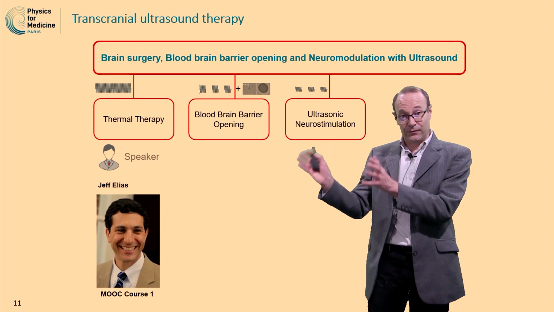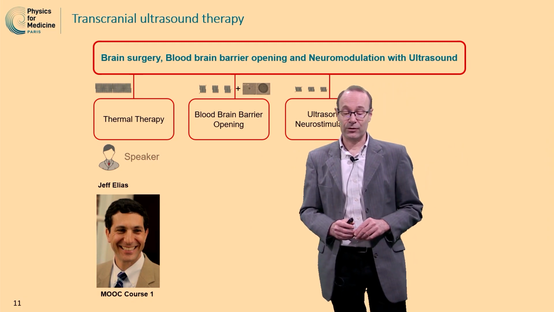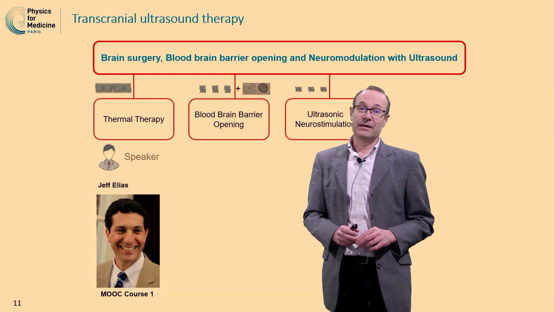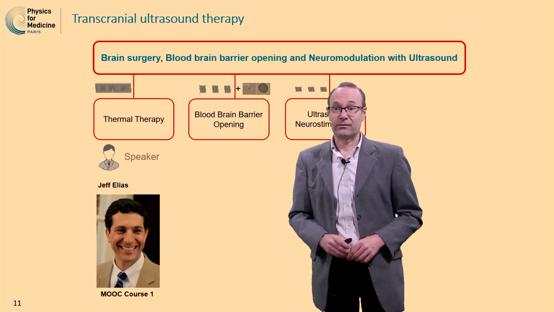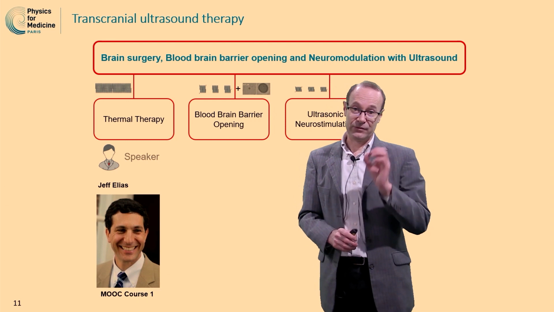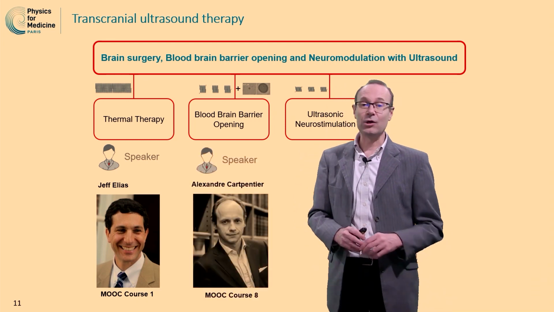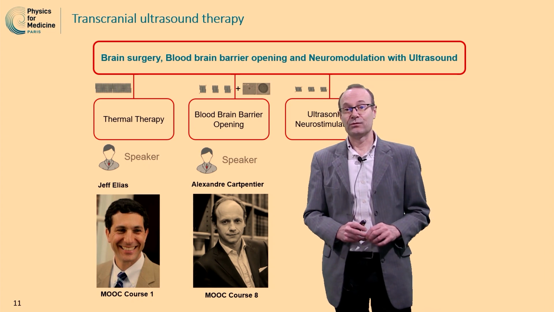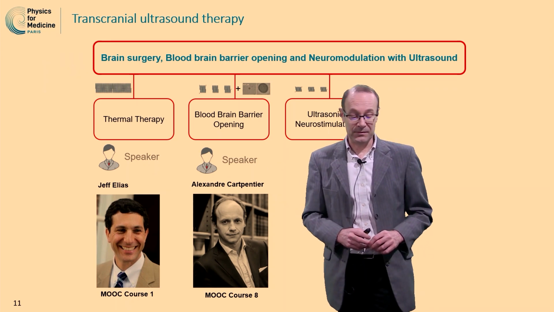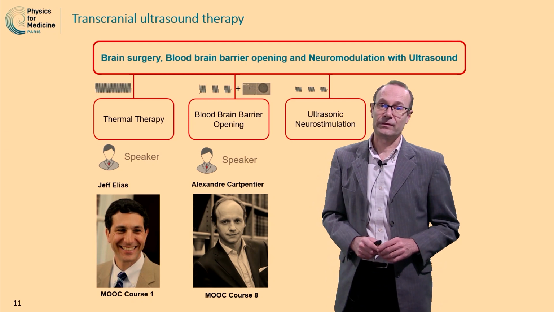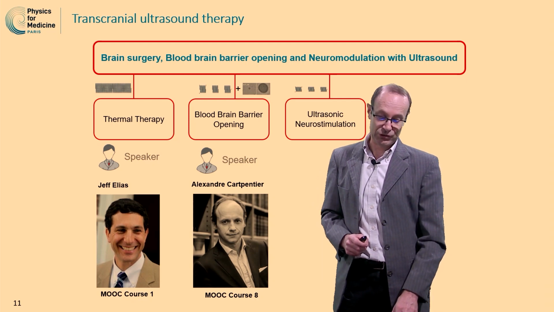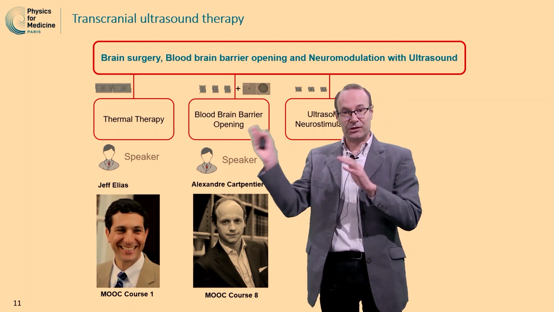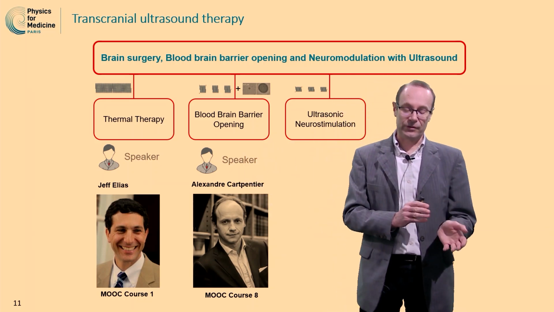Concerning the first application, thermotherapy, I encourage you to have a look at course 1 by Jeff Elias, explaining how to use ultrasound to achieve thermal lesioning deep into the brain. For BBB opening, see course number 8 by Alexandre Carpentier, who explained how to achieve BBB opening, and we are going to concentrate on ultrasound neurostimulation. So basically, by fine-tuning the ultrasound parameters, you can switch from one application to the other.